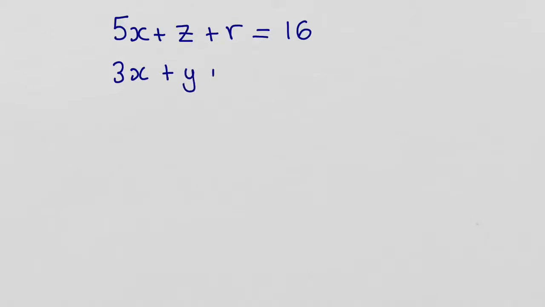Okay, so my first constraint, 5x plus z plus an r is equal to 16. So that's my first constraint. It's got a slack variable. The second one, 3x plus y plus z plus a second slack variable is 12. Okay, so I've got 2 slacks here.